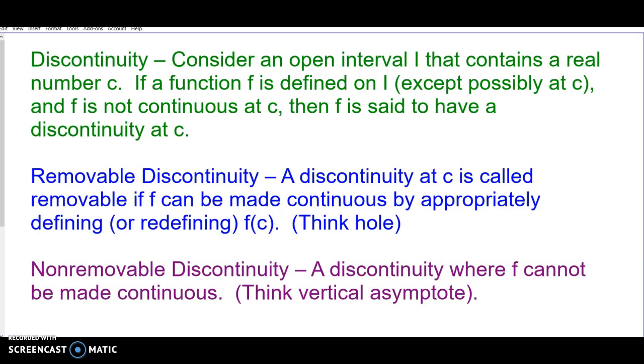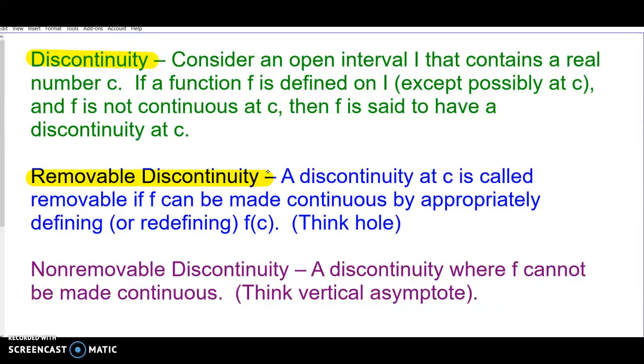So some more important words. Discontinuity. Something's not continuous and it's discontinuous. It says consider an open interval I that contains a real number c. If a function f is defined on I, except possibly at c, and f is not continuous at c, then f is said to have a discontinuity at c. This is kind of wordy, but just understanding what it means to be discontinuous.